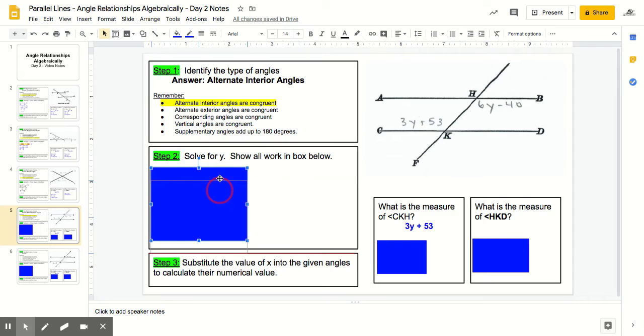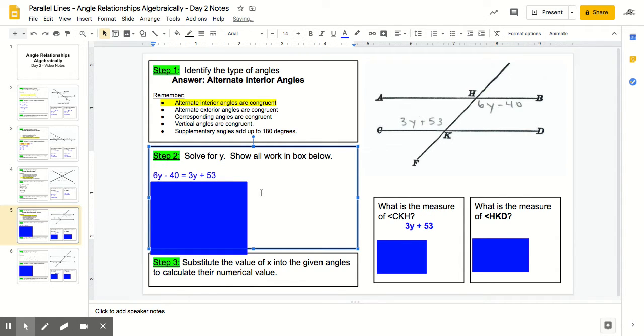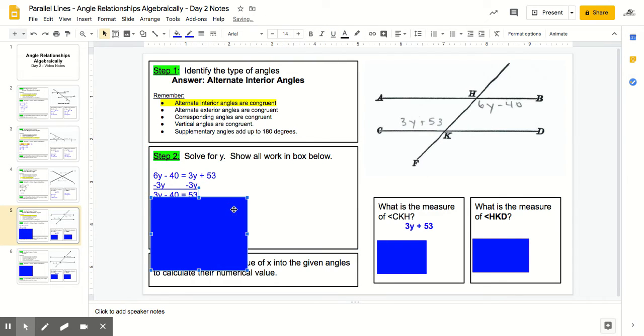So I'm going to set these two angles equal to each other like this, and then I'm going to solve this equation just like we've been doing. I'm first going to move all my variables to one side by subtracting 3y on both sides. Then I'm going to simplify. 6y minus 3y is 3y. Bring down the minus 40. Bring down the equal sign. The 3y's cancel each other out, and I'm bringing down the positive 53.